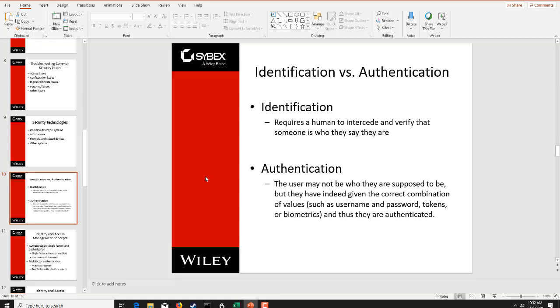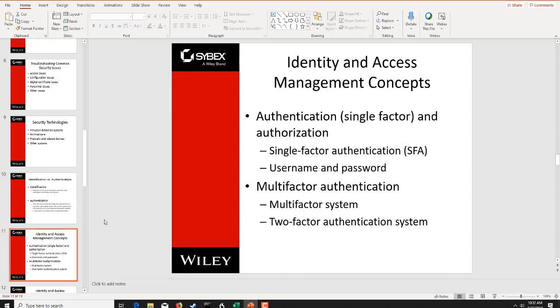This is where the user may not be who they are supposed to be, and they can impersonate, but we have some sort of control in place to ensure to a good likelihood that they are who they say they are. We can use combinations such as username and passwords, tokens, biometrics. Those are just a few examples.